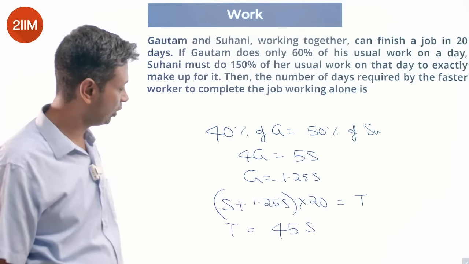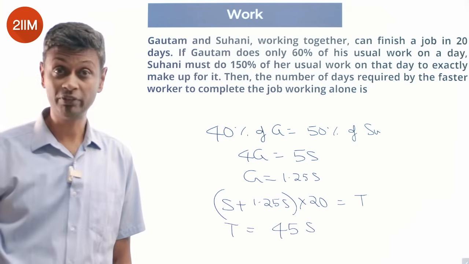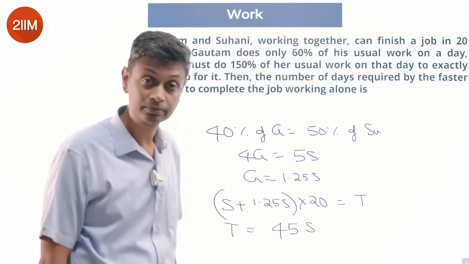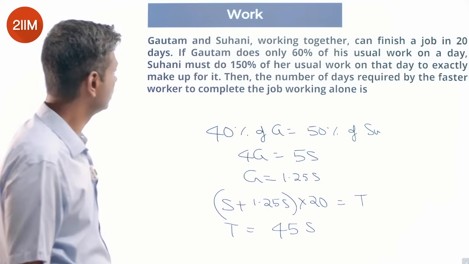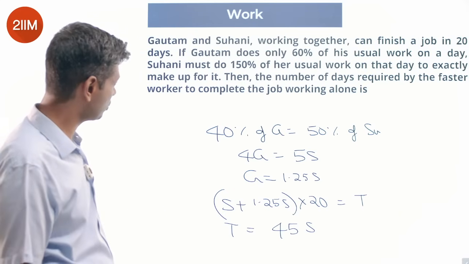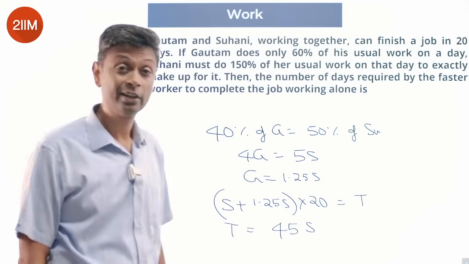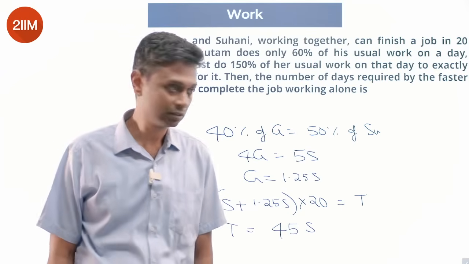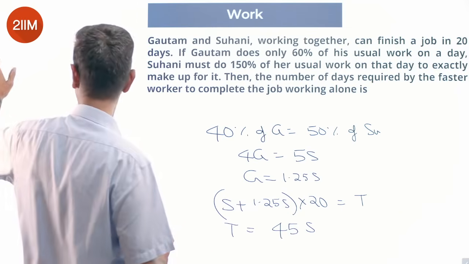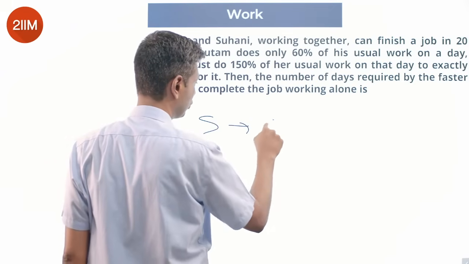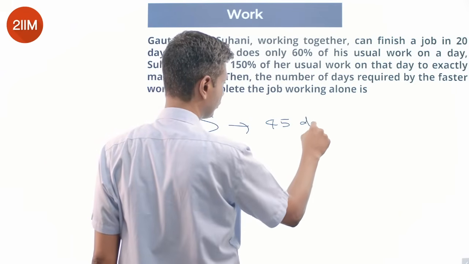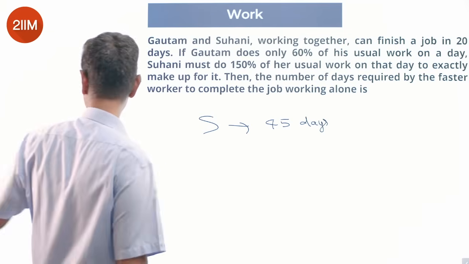What Suhani can do in a day into 45 is the total task. Then the number of days required by the faster worker to complete the task, or Suhani, takes 45 days to complete the task. Super. Suhani takes 45 days to complete the task. Gautam is the faster worker.